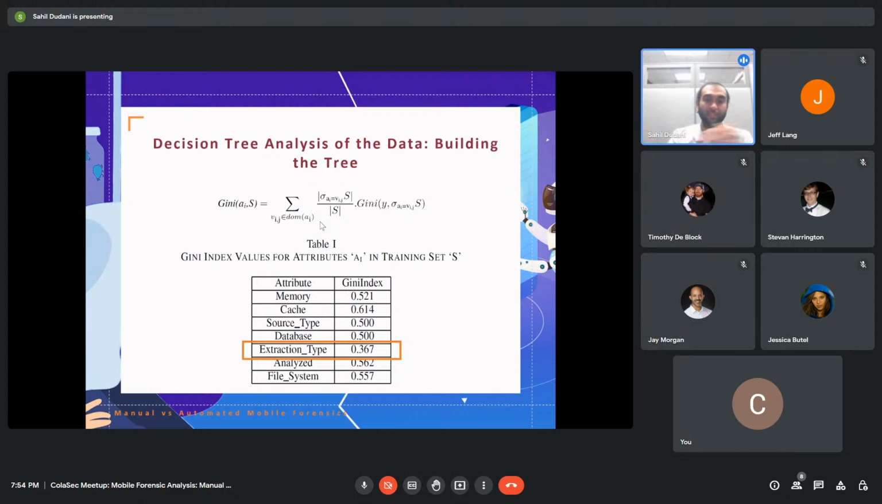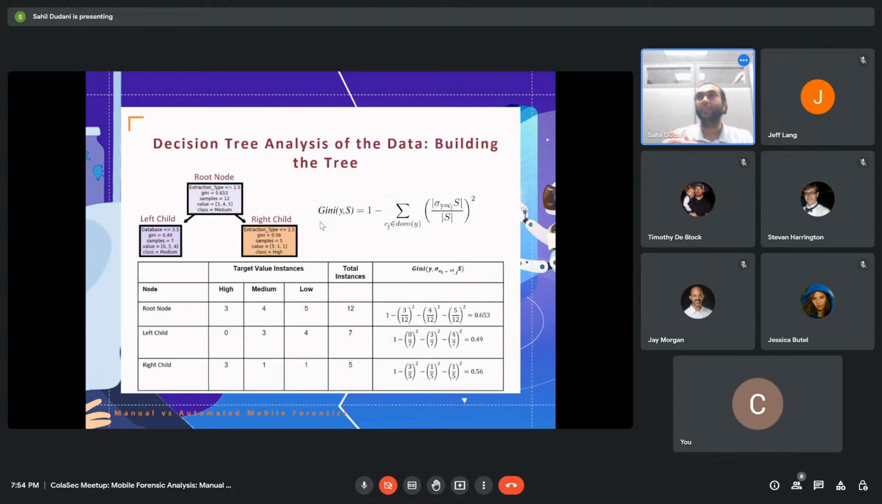That's just a utopia situation. But what happens here, if you look here, based on the lowest Gini index, we chose extraction type as the root node. And based on that Gini index, we divided, like if you see the left child with 0, 3, 4 values, the left child does not have any high confidence values.